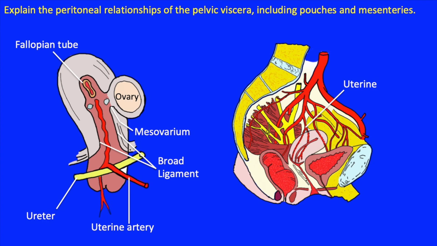Arteries that are of particular clinical relevance include the uterine artery. As a reminder, the ureter flows under the uterine artery, and it is at risk for injury during a hysterectomy when the uterine artery is ligated.